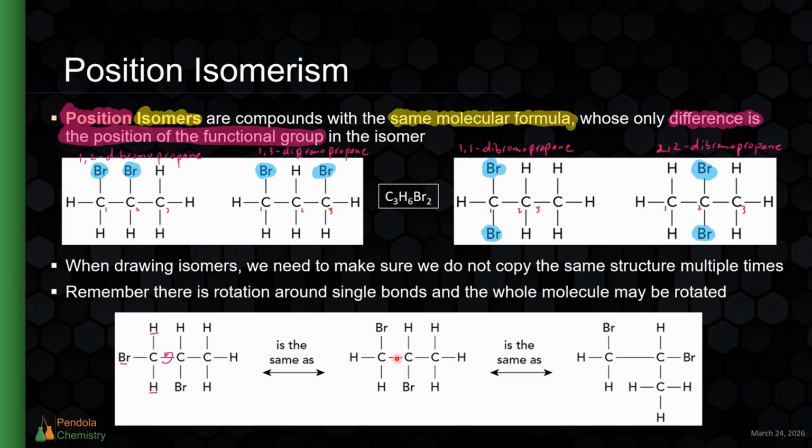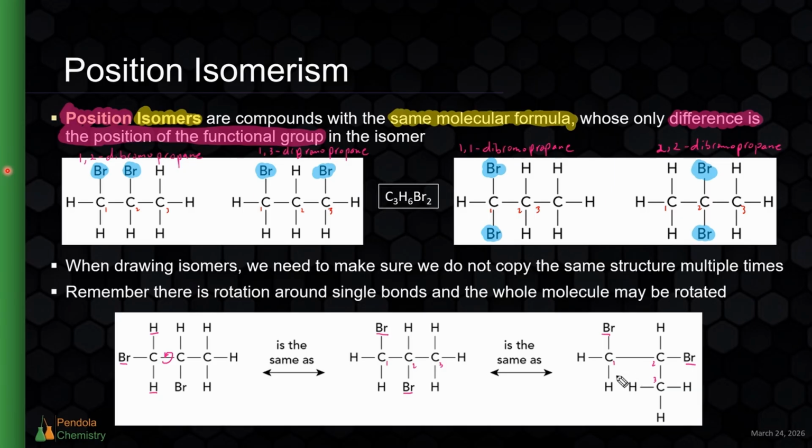Additionally, we need to remember that the whole molecule can be rotated. So we won't need to draw it as a line. We could draw it as an L. We could bend this. So this is carbon 1 and carbon 2 that have bromines. If we bend that molecule, it's still carbon 1 and carbon 2 that have the bromines in them. So because of that, this molecule in the middle and this molecule on the right are the exact same molecule.